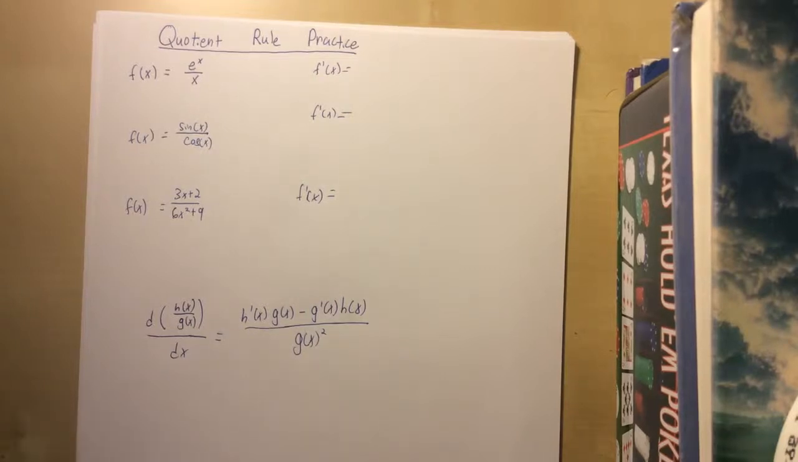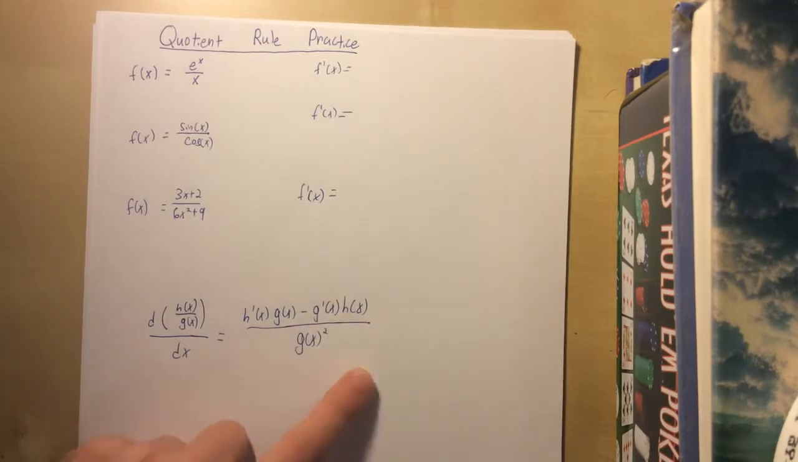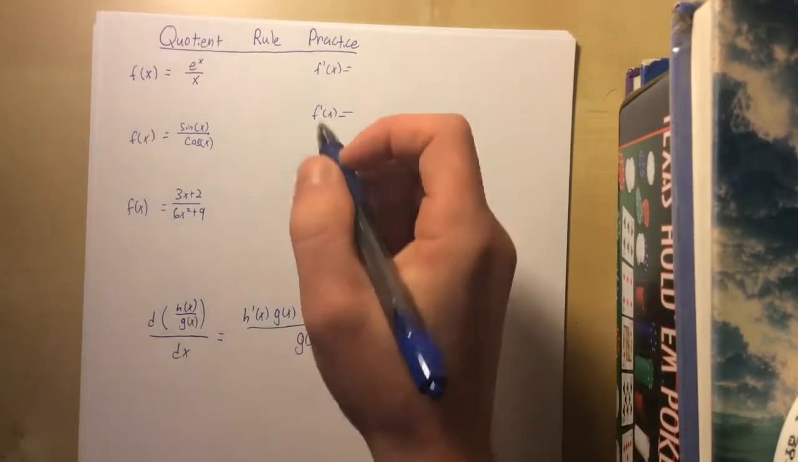So here are 3 practice problems for the quotient rule. You guys can pause the video and try these out, and then play the video, and I'll go over the answers. Right here is the quotient rule, if you guys need to remember that. If you guys don't know how to come up with the quotient rule, you can check out the video before this. So I'm going to go ahead and solve these 3 questions.